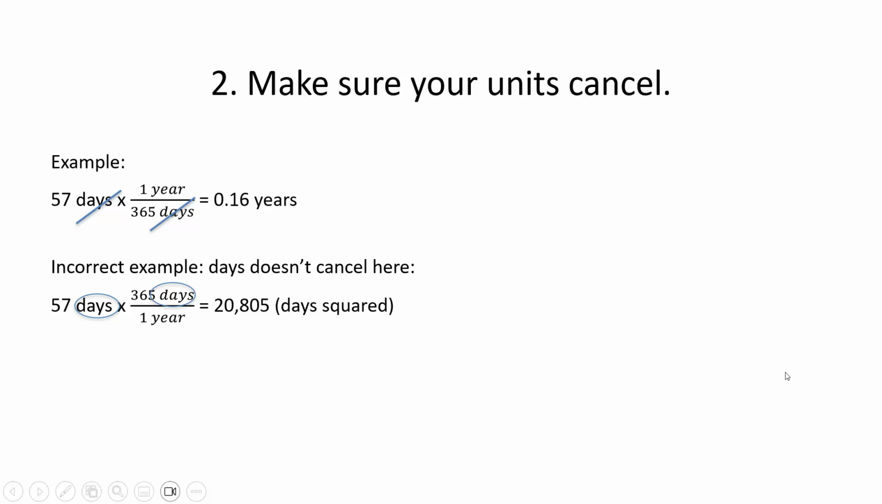All right, next one. Make sure your units cancel. So again, here's a quick example. Suppose we wanted to convert days into years. We could take 57 days times 1 year divided by 365 days, and notice days cancels correctly, and we are left with a final answer with years units. But in this example here, you see if days does not cancel, then we'll actually end up with an incorrect result.